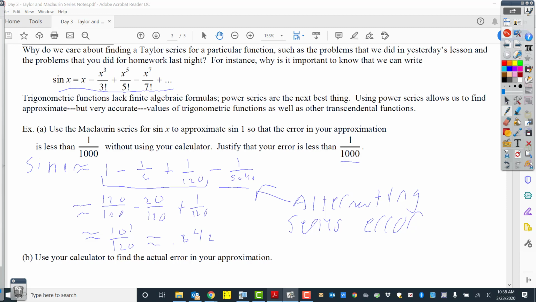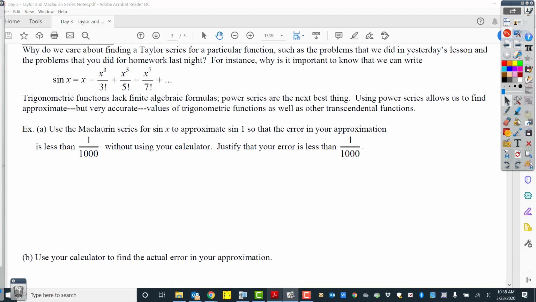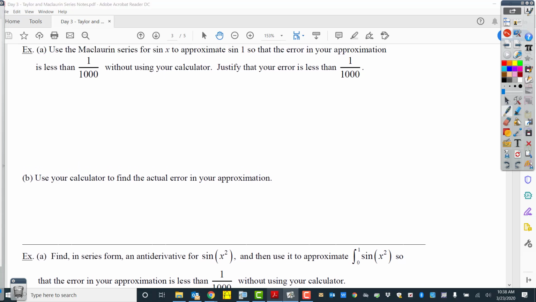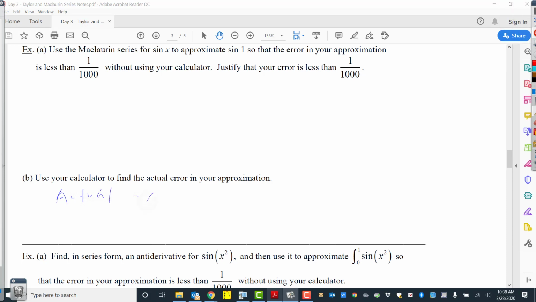So let's see. I want to just hide this page. All right, there we go. So we're trying to figure out the actual error. Well, to figure out the error, we need actual minus approximate. That's how we're going to figure out the actual error. Well, the actual would be just whatever sine of 1 is, and our approximate was 101 over 120.